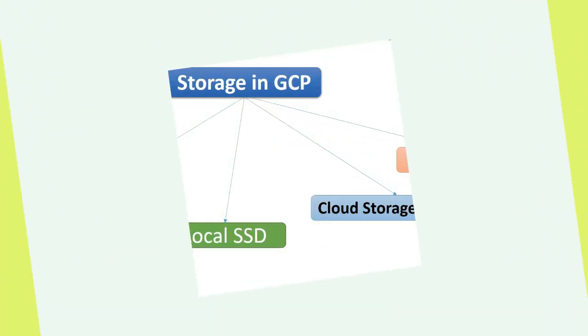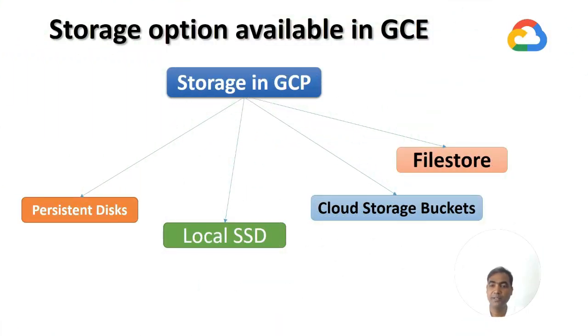As you can see here, there are four main storage options, like persistent disk, local SSD, Filestore, and Google Cloud Storage bucket, available for Google Cloud Compute Engine. Let's discuss one by one so that you can easily understand it.